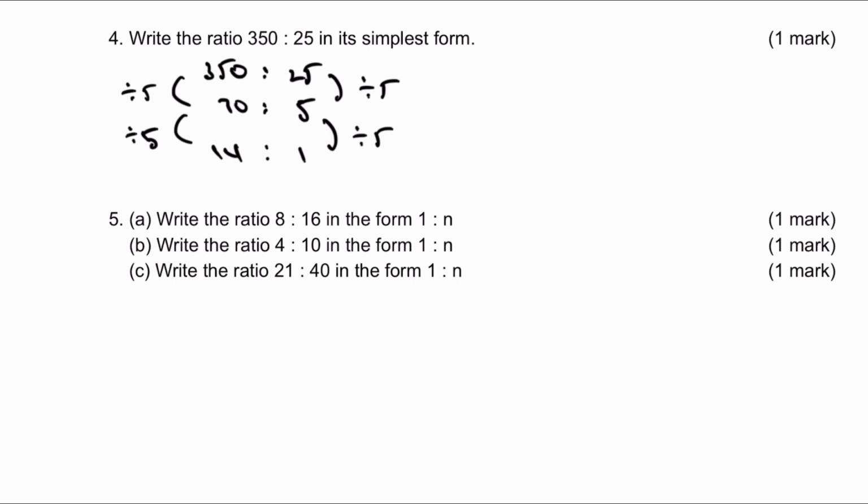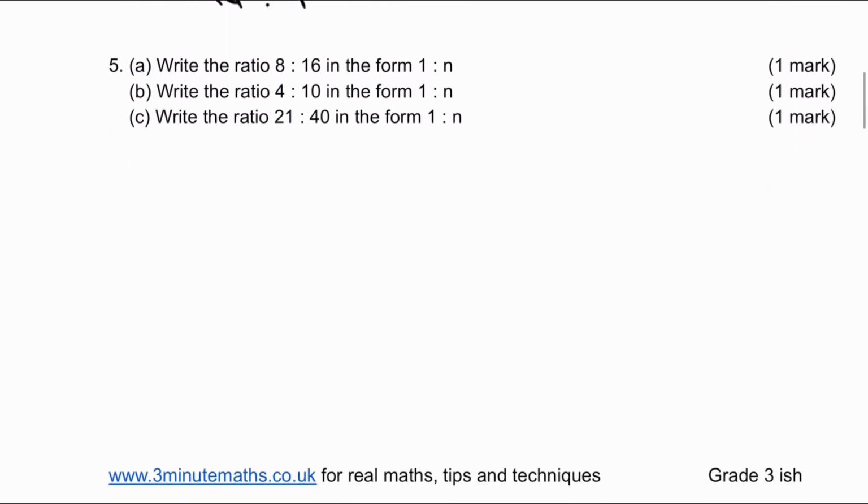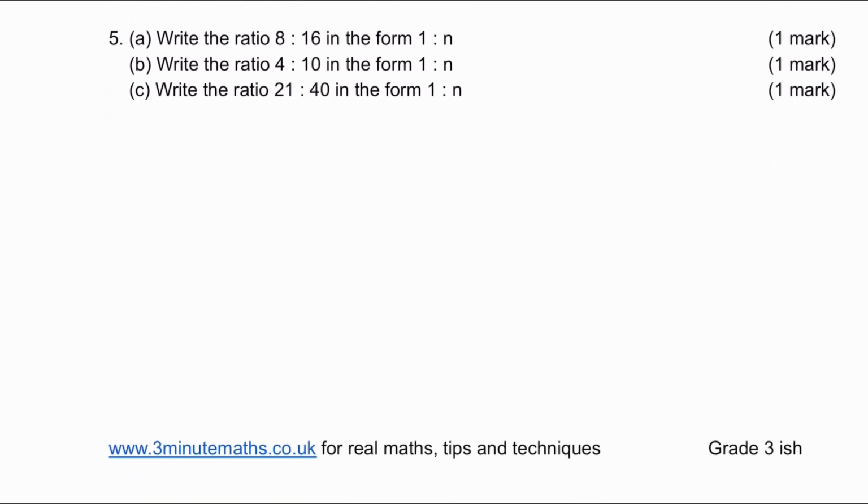Okay, let's move on then to a slightly different type of question, which is asking you to write the ratio 8 to 16 in the form 1 to n. So in other words, what we're saying is that we have 8 to 16, and we want this first number to be 1. Well, the way that we make that is by dividing 8 by 8 itself.